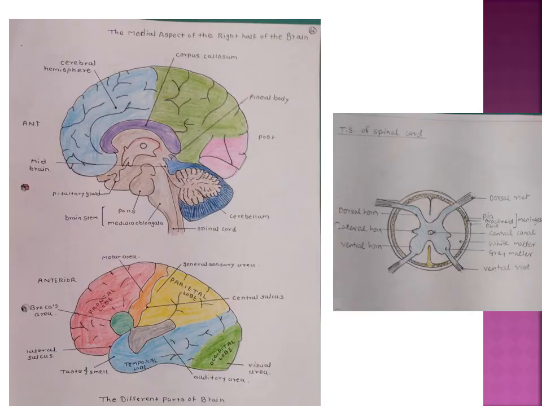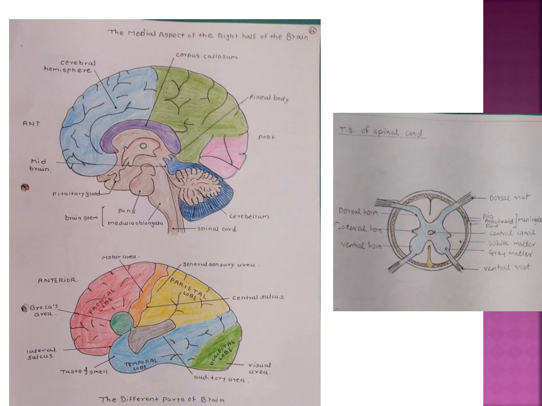Ventricles are cavities in the brain which make the brain lighter in weight. There are a total of 4 ventricles: 2 lateral, the 3rd ventricle and the 4th ventricle. The 2 lateral ventricles are also called paracele. They are present in the cerebral hemispheres. Then both come together and form the foramen of Monro, which is the interventricular foramen.